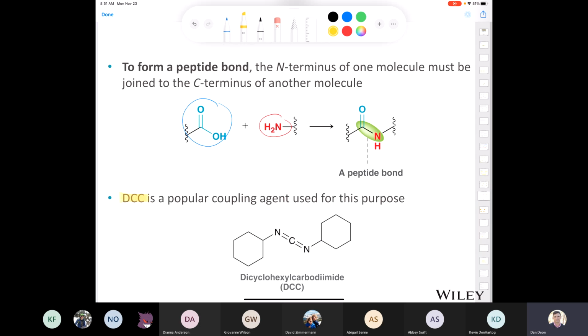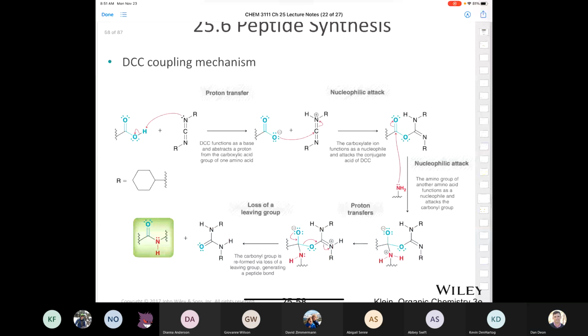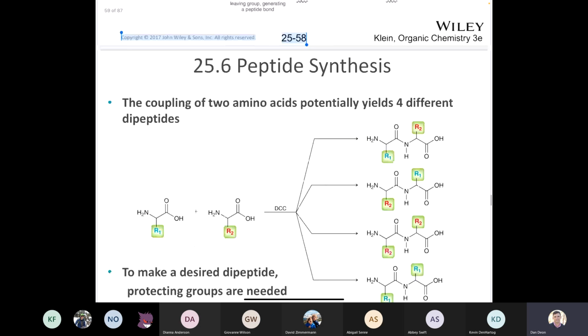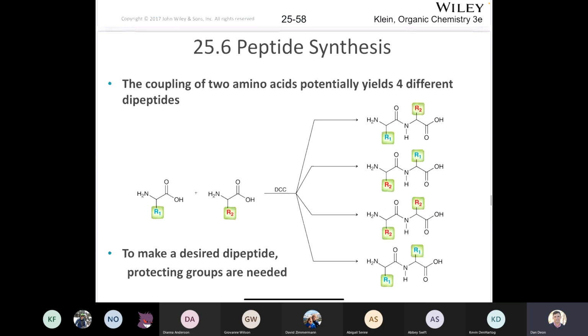Now the mechanism, I'm going to go over this really quickly because I'm not going to ask you to do it. But if you want to look at the mechanism of the DCC coupling, feel free to do that. It's the kind of thing that would never be asked in ACS, so I'm not going to ask it on the quiz. Okay. Now let's get back to the peptide synthesis and the question, the real important question here.